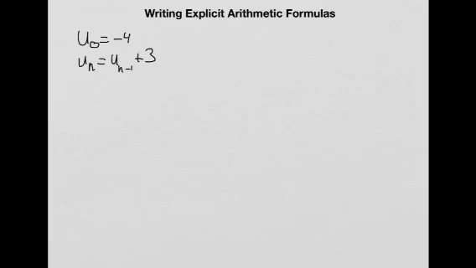Let's look at this sequence. U sub 0 equals negative 4. U sub n equals u sub n minus 1 plus 3. It is definitely an arithmetic sequence because to find my next term, I'm going to add a number to my previous term. I've got that common difference. So to see how this is acting, let's draw a quick graph.